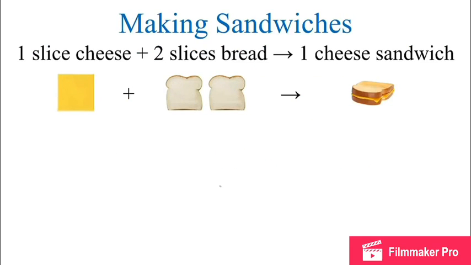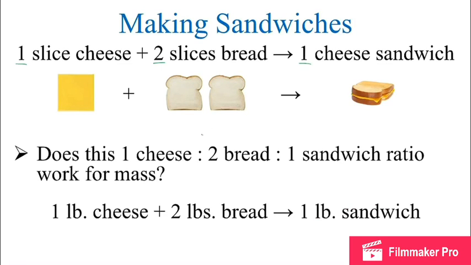Let's say we're going to make cheese sandwiches. We can imagine that our reaction is one slice of cheese reacts with two slices of bread to produce one cheese sandwich. So our stoichiometric ratio is 1 to 2 to 1. Again, just as in a chemical reaction, the ratio is particles or pieces. Our particles could be molecules, moles, or just pieces of cheese and bread.